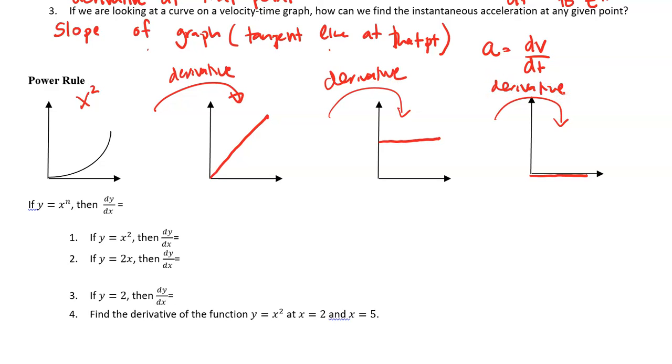Okay, so here is the power rule. If y equals x to the n power, then the derivative dy dx is going to be n times x to the n minus 1. So we're going to essentially take down that exponent times x to the n minus 1. Let's go ahead and try that out with a couple. So if y equals x squared, then dy dx equals, we bring down the 2, times x to the 2 minus 1, which is just going to be 2x to the 1.